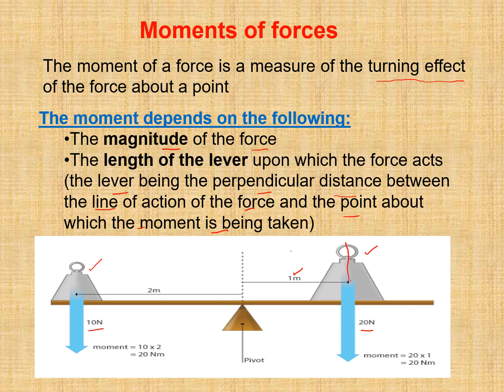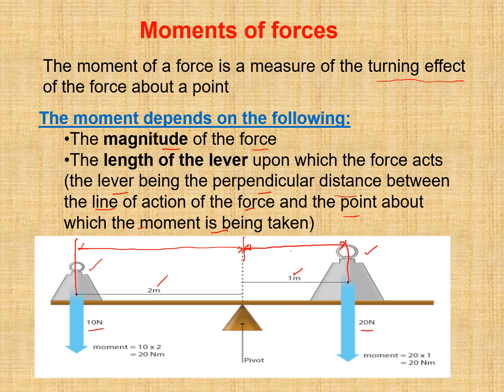If you observe, this is the center of that part. Center of gravity, we have learned, you know it very well. This is the center point, and the distance from the pivot to the center is considered 1 meter. Again, the distance from the pivot to this other center is 2 meters.